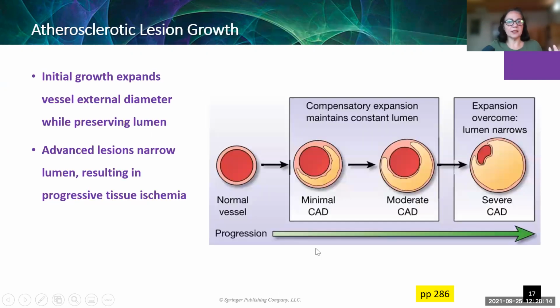Right, so here's the diagram. Normal vessel, great big lumen. In the beginning of coronary artery disease, we have development of this plaque, but we can still get plenty of blood through there. But then in the final stages, we're getting almost no blood flow through this little opening. So we're getting progressive tissue ischemia.